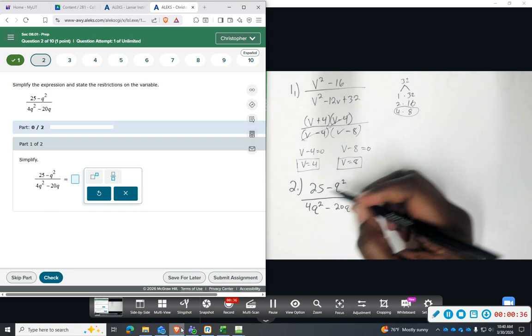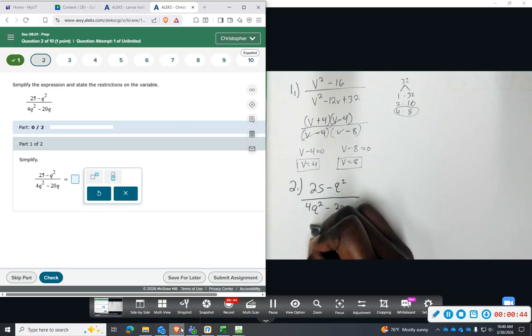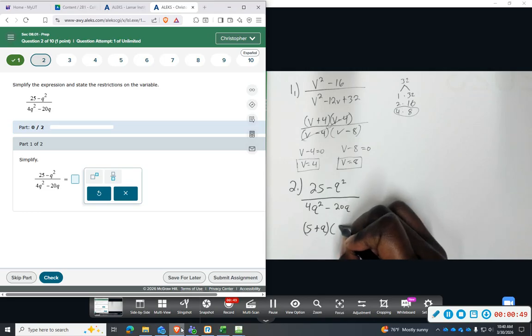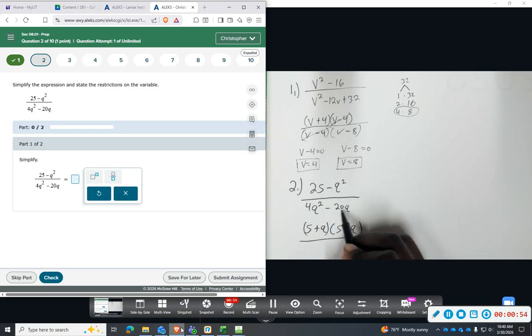All right, so again, we're going to factor this out. We can do difference of squares on the numerator. That'll give us 5 plus and minus q. On the denominator, we can factor out a 4q. And then that will leave us with a q minus 5. Okay. Now the q minus 5 looks similar to here except for the signs are backwards.